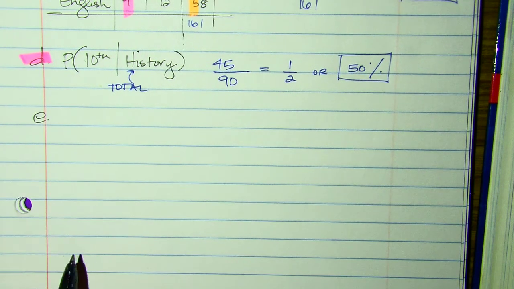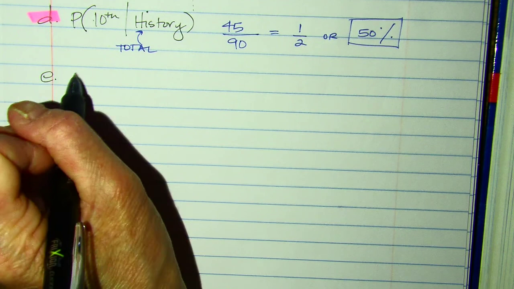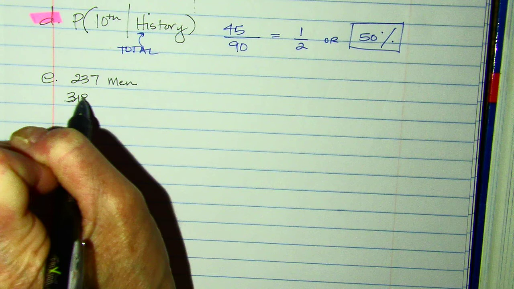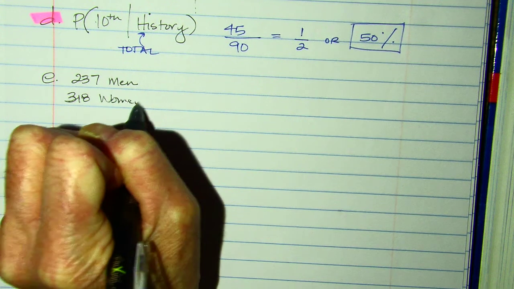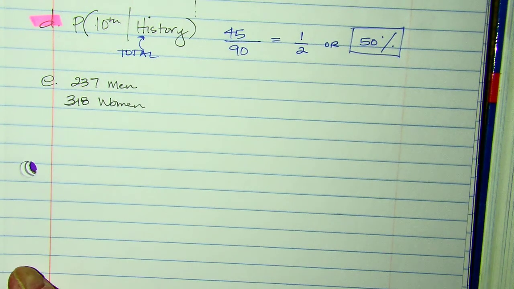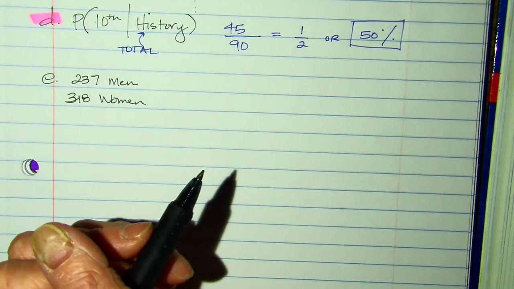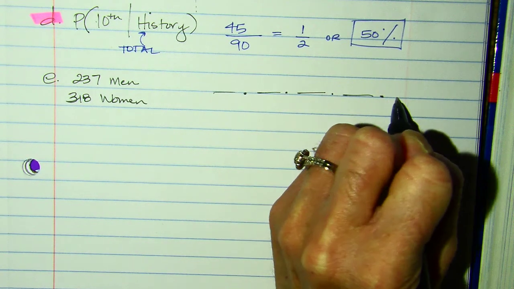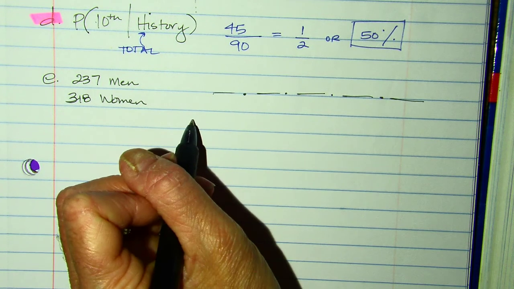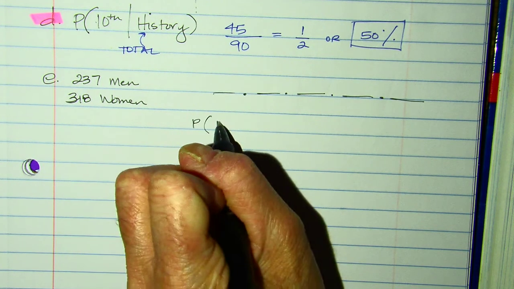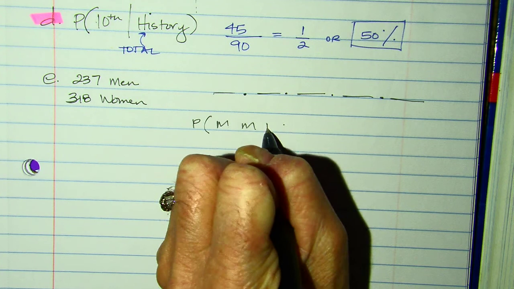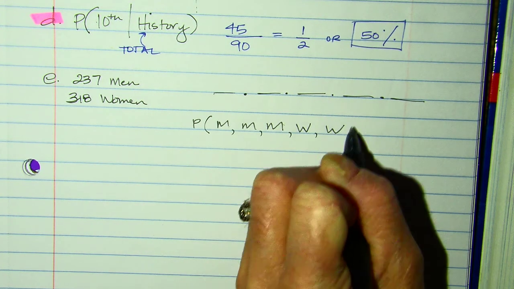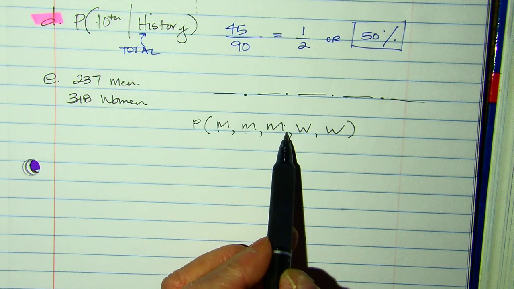It says a raffle is being held at a mall. A box has names of 237 men and 318 women. Gift certificates are being given to the first 5 names. So there are going to be 5 people that receive it. I'm just going 1, 2, 3, 4, 5. What is the probability that the first 3 go to men and the last 2 go to women?